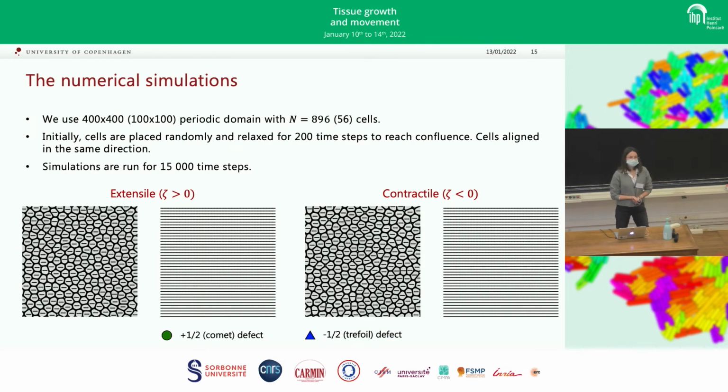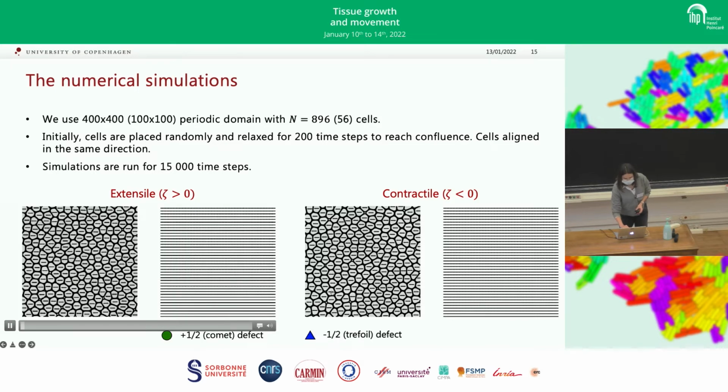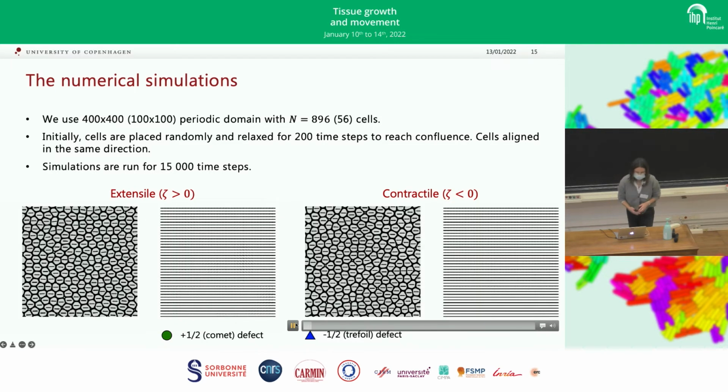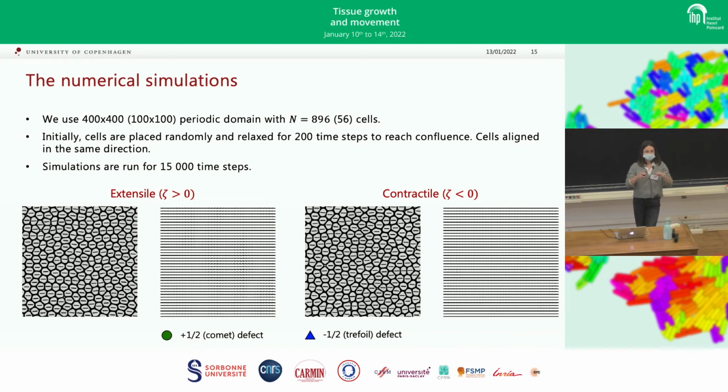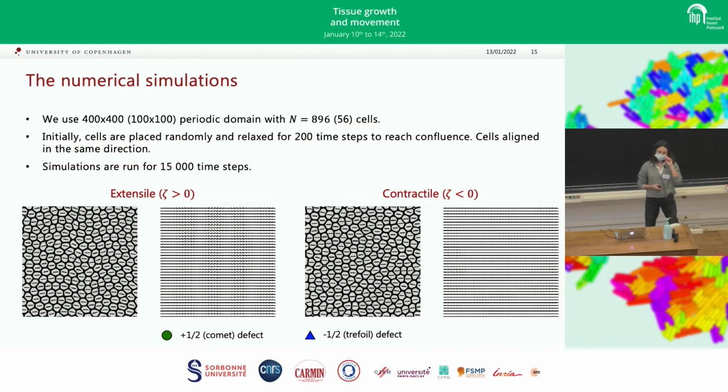So then we do numerical simulations. First of all, we want to validate the model and make sure that it correctly reproduces the behaviors we see in the continuum liquid crystal theory. And here, we start the simulations by placing cells randomly on a 2D grid.